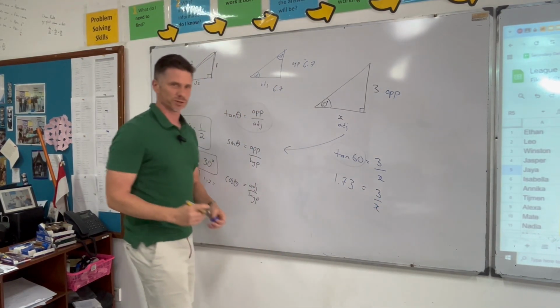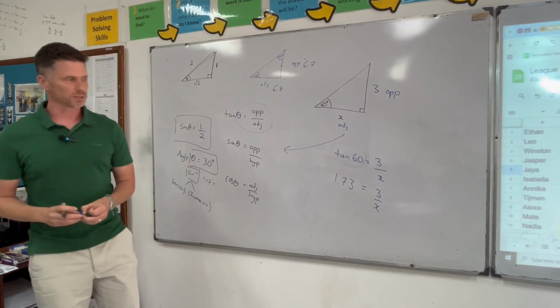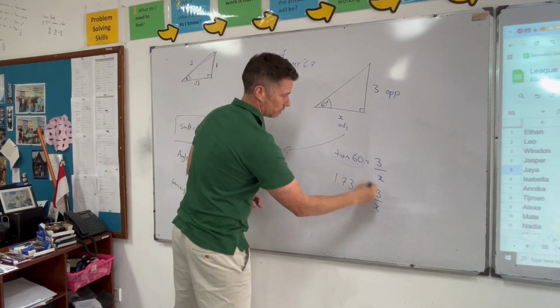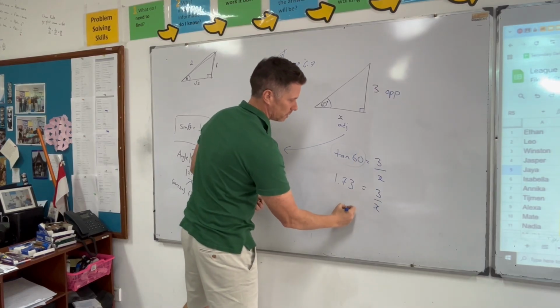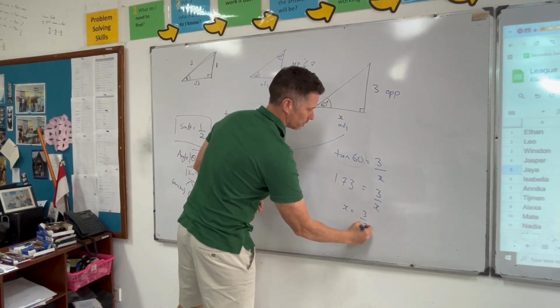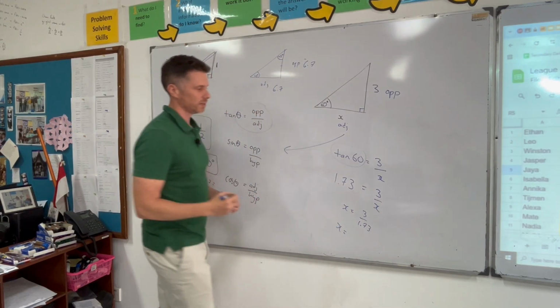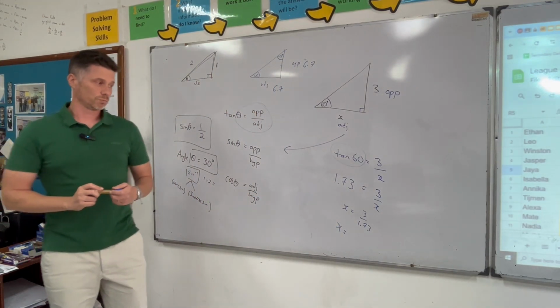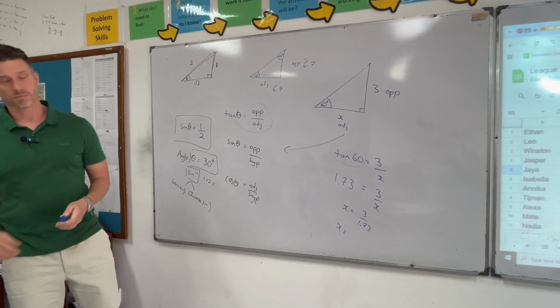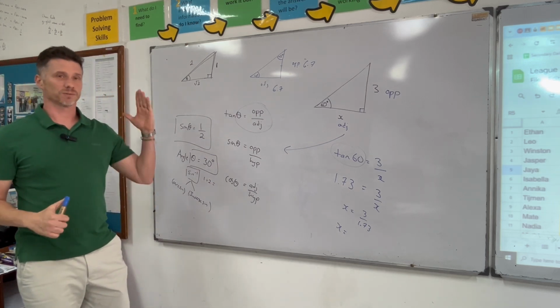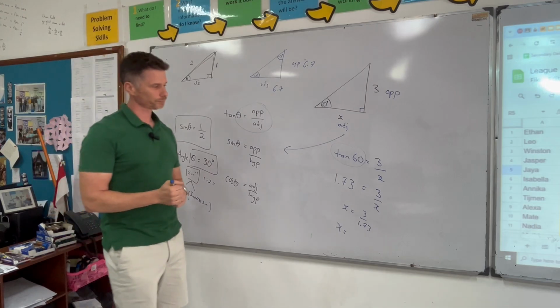Now this tests our simple algebra skills. How would I finish this? You could rearrange or cross multiply here. x is 3 divided by 1.73. You could have done that at the start. And that will give me my side, which is it more or less than 3? You could have predicted it was less than 3 once it passes 45 degrees.